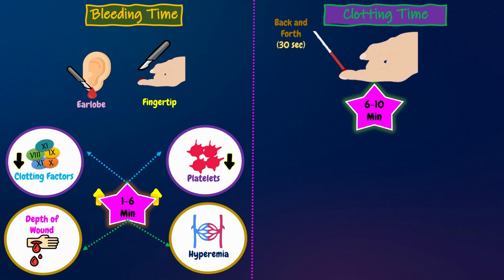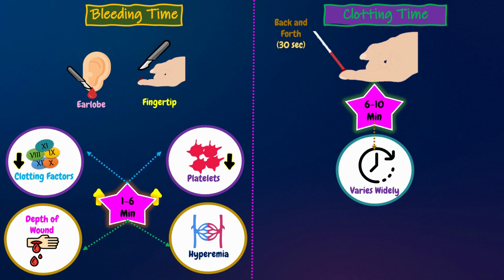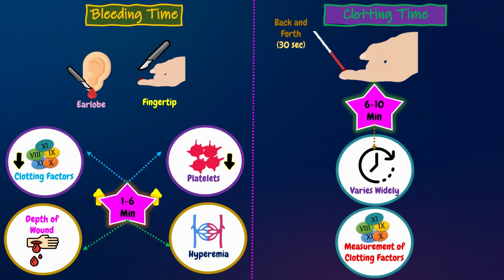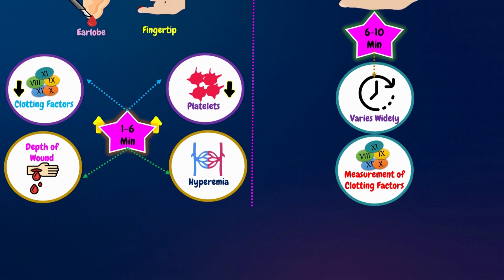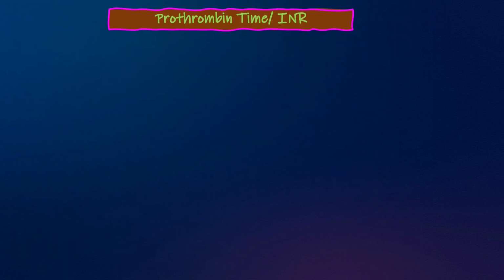Procedures using multiple test tubes have also been devised for determining clotting time more accurately. Unfortunately, the clotting time varies widely, depending on the method used for measuring it, so it is no longer used in many clinics. Instead, measurements of the clotting factors themselves are made, using sophisticated chemical procedures. Now, let's discuss the prothrombin time and international normalized ratio.